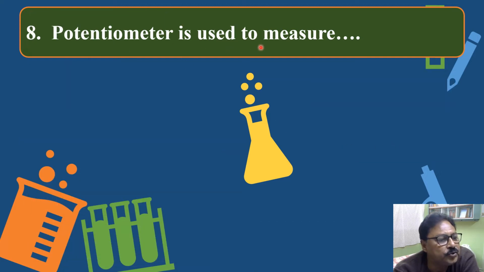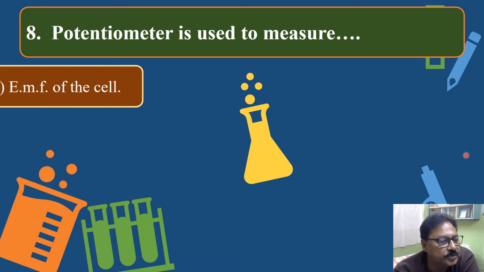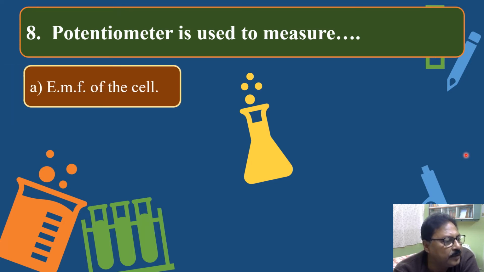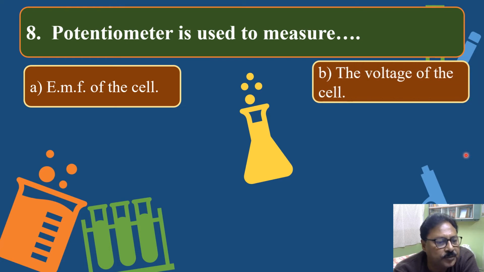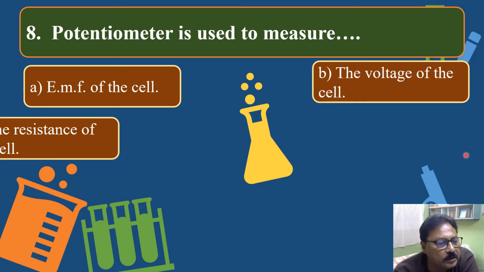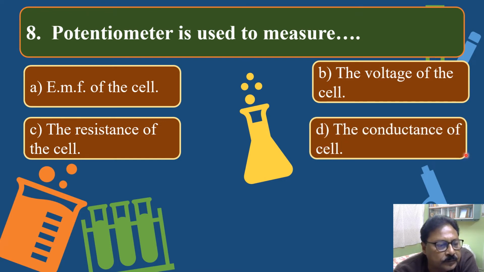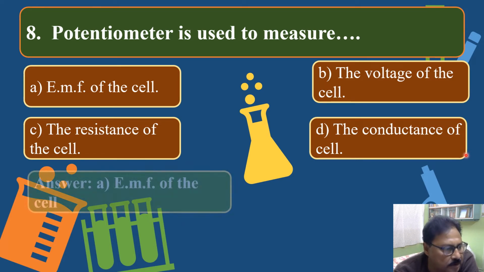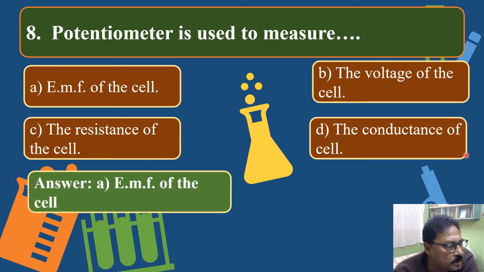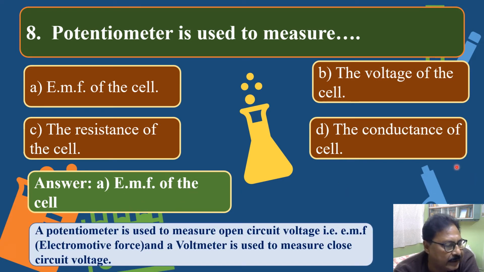Potentiometer is used to measure: option A, EMF of the cell. Option B, the voltage of the cell. Option C, the resistance of the cell. Option D, the conductance of the cell. The correct option is option A, EMF of the cell.